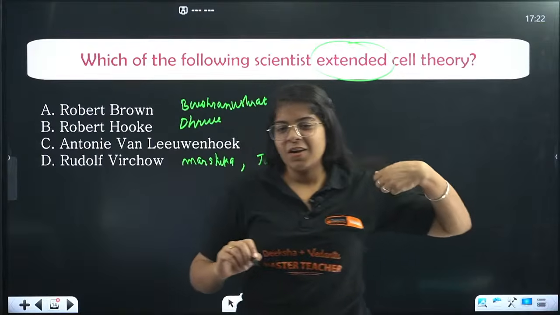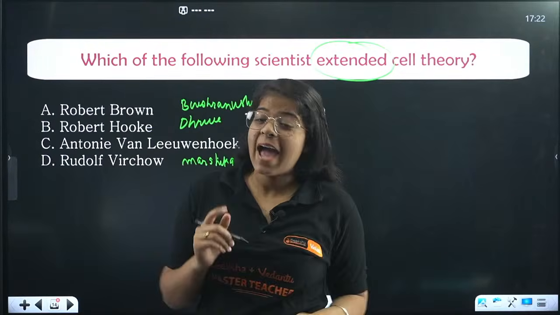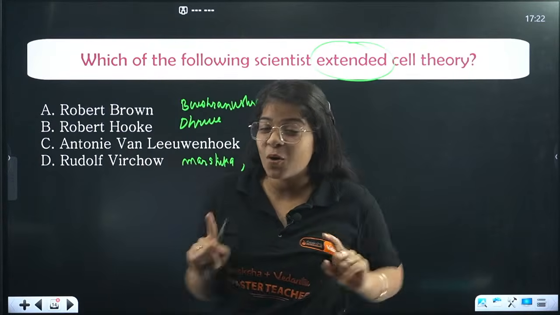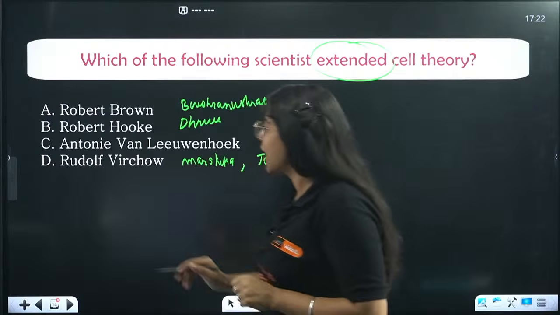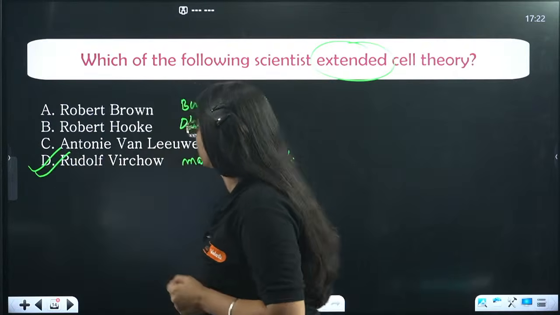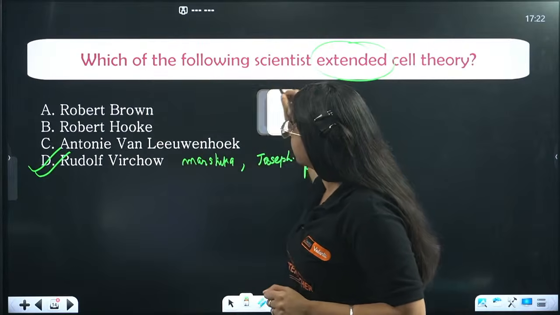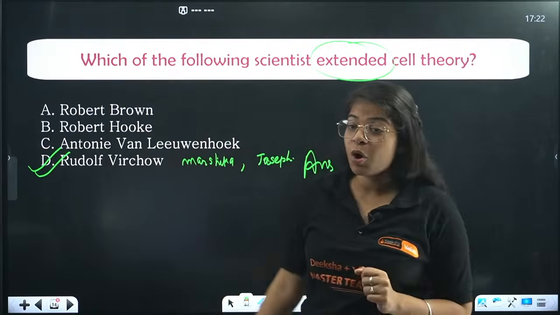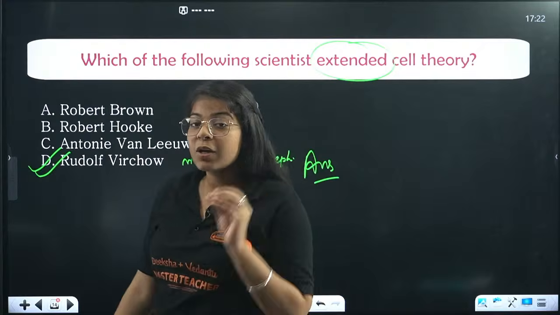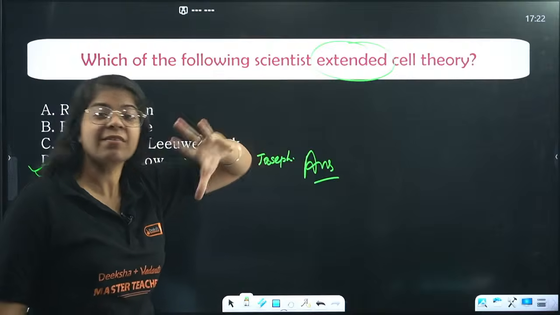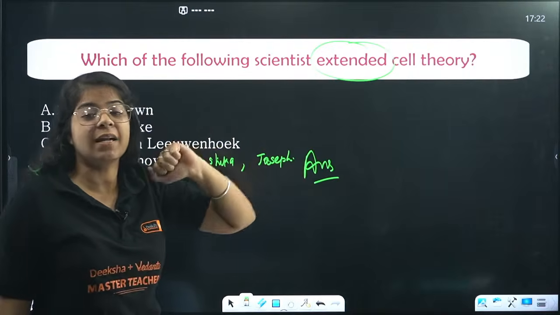Okay, great. Actually, the audience poll is correct. The actual answer is Rudolf Virchow. That is our answer. So it's not Robert Brown, it's not Robert Hooke. See, look at the question carefully. Which one extended cell theory? We already have cell theory, but which one extended it?